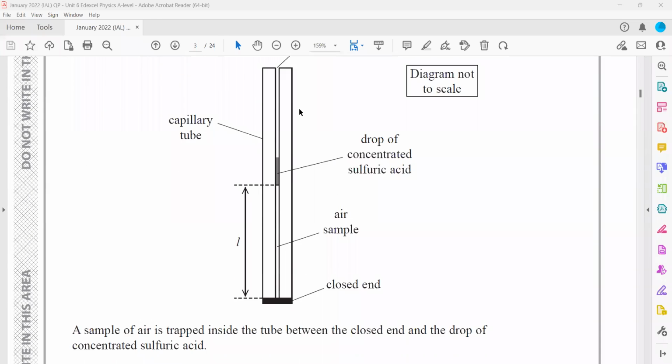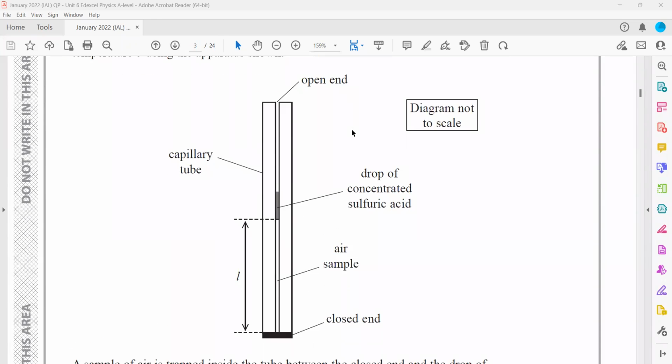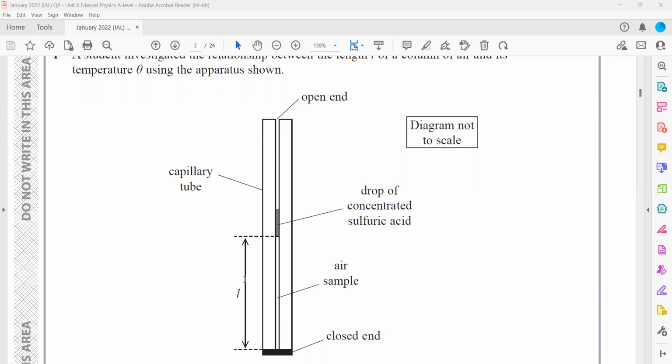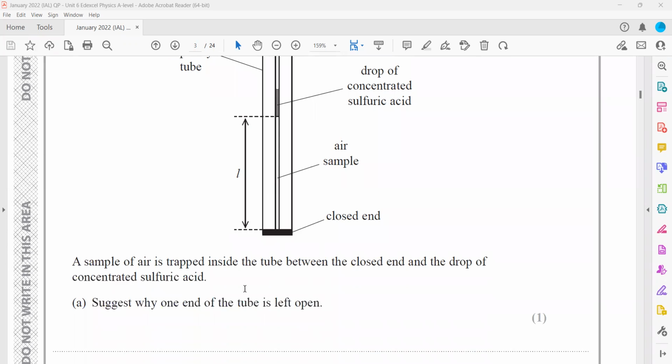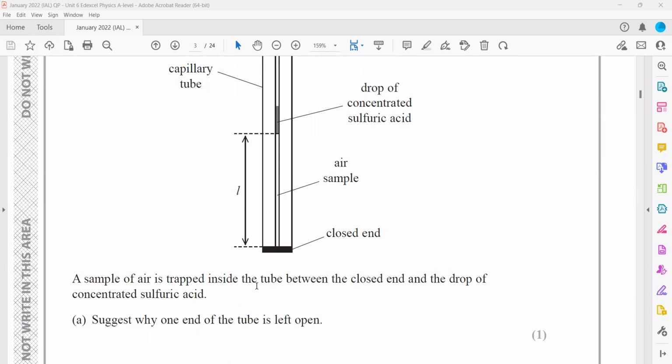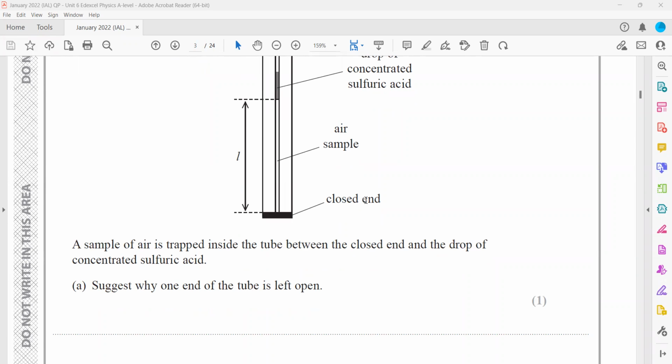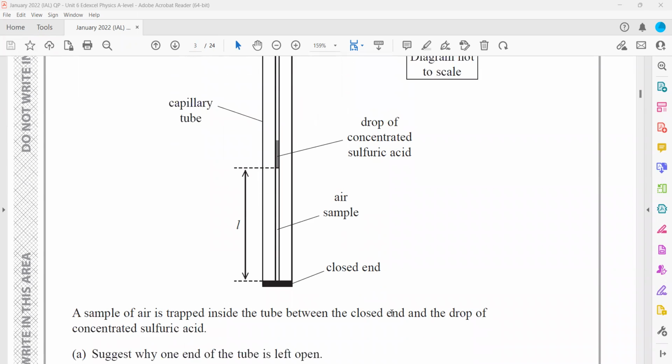using the apparatus shown. So this is the apparatus which is shown. The diagram is not to scale. There's an open end and a drop of concentrated sulfuric acid is there, and there is an air sample. And one side is closed. A sample of air is trapped inside the tube between the closed end and the drop of concentrated sulfuric acid. Suggest why one end of the tube is left open.